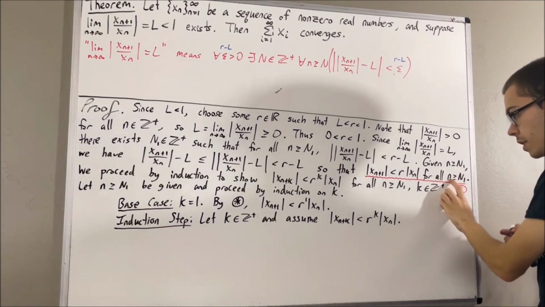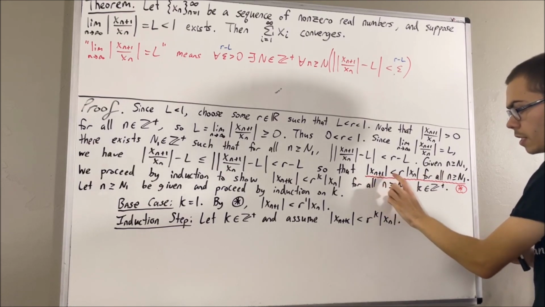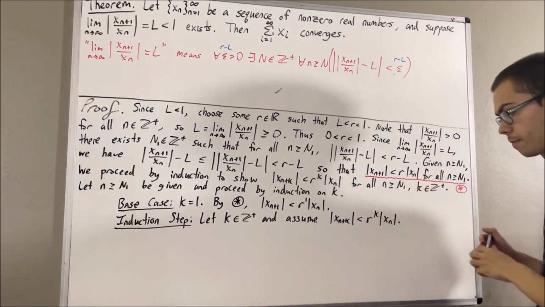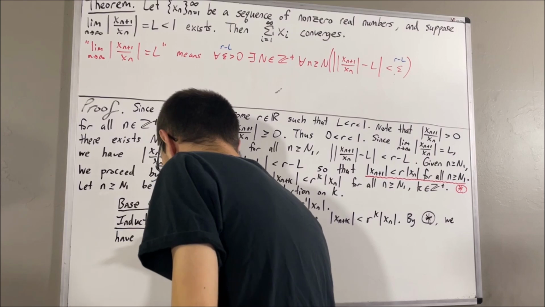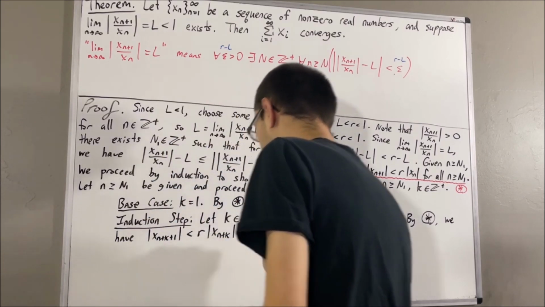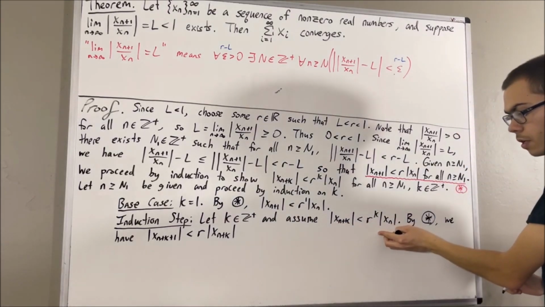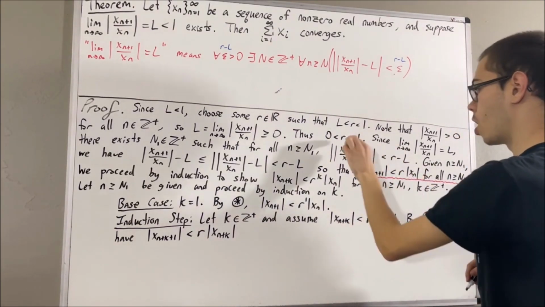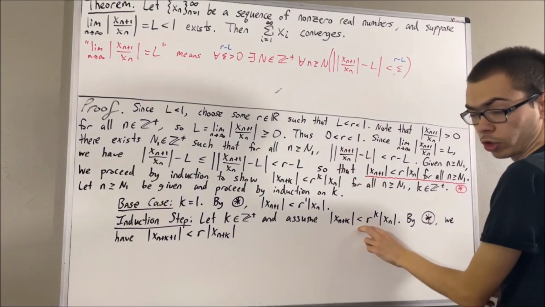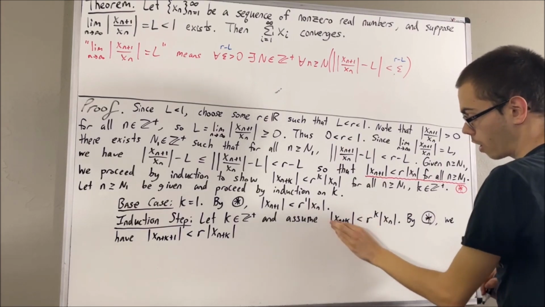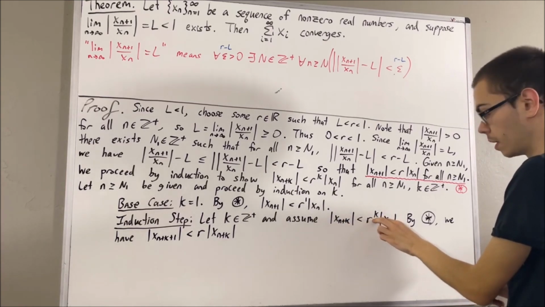So, taking n to be n plus k, we get absolute value of x_{n+k+1} is less than r times absolute value of x_{n+k}. But then, let's remind ourselves, by the induction hypothesis, this inequality is true. And since r is greater than 0, if we multiply r on both sides of this inequality, the sign of the inequality will remain the same. We're going to get r times absolute value of x_{n+k} is less than r^(k+1) times absolute value of x_n.